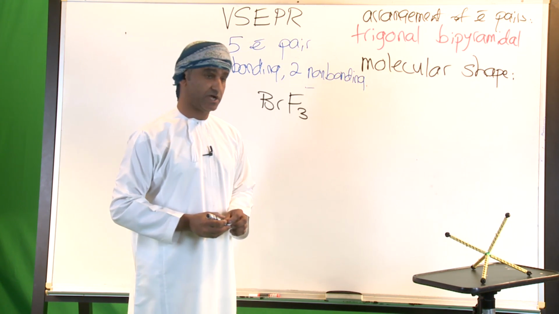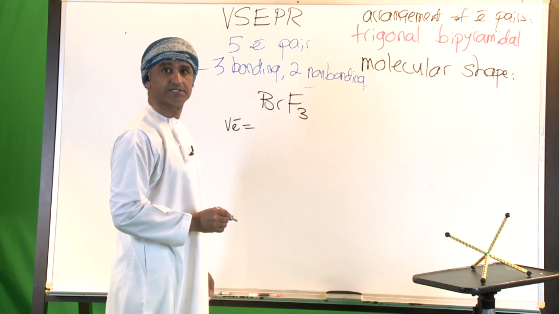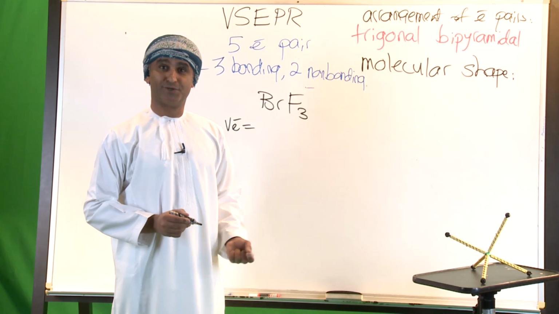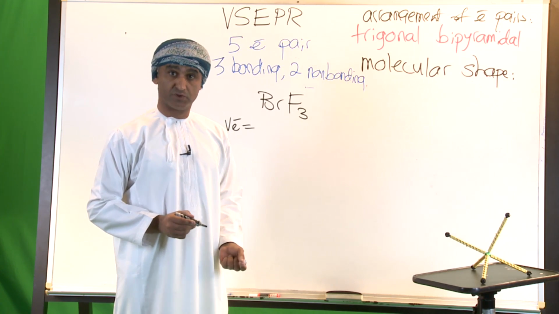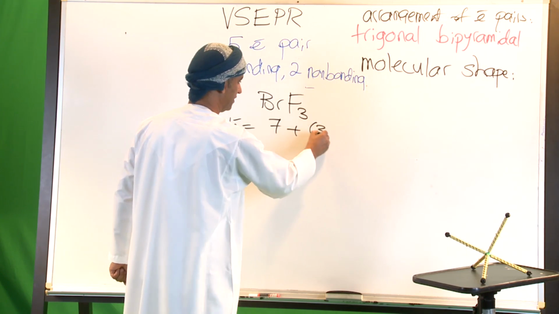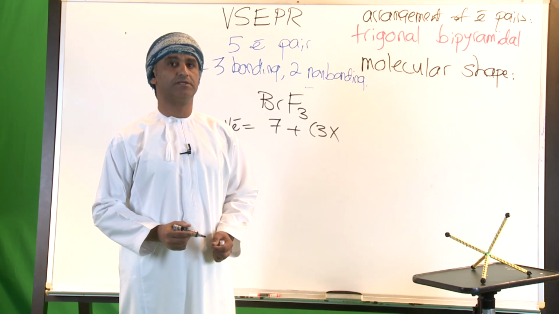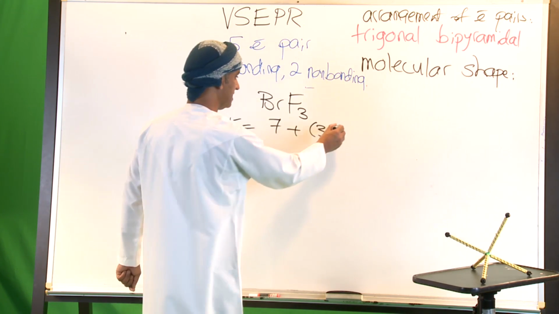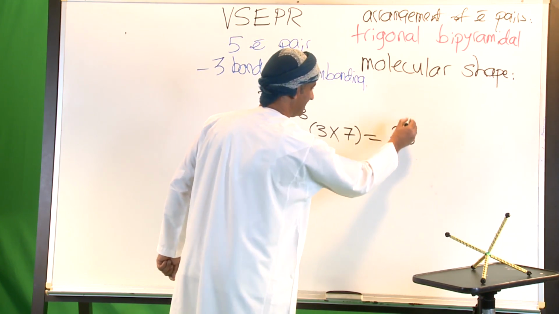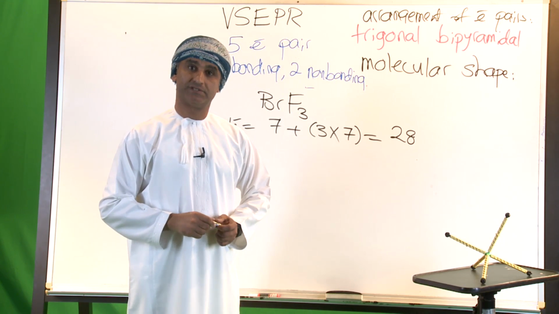Let's first draw a little structure. We need first, of course, as usual, to calculate the total number of valence electrons. Well, bromine is a halogen, so it's in group 7A, so 7 valence electrons from bromine, and there are 3 fluorine atoms, and again, fluorine, just like bromine, is a halogen. It's located in group 7A, so 7 valence electrons from each of these fluorine atoms, so the total will be 28 valence electrons in this case of bromine trifluoride.